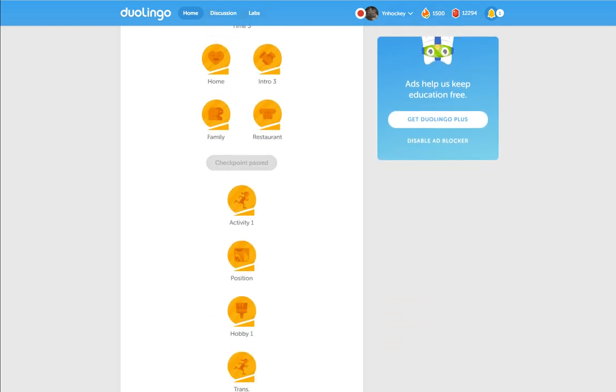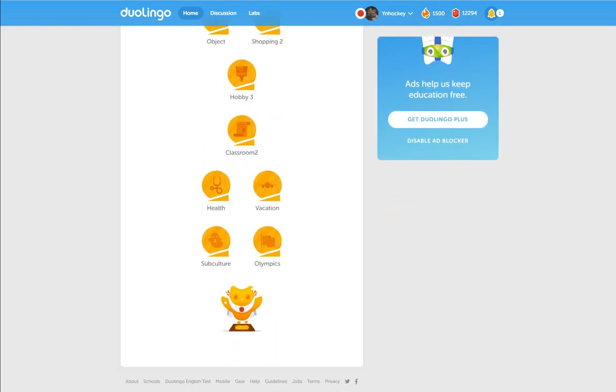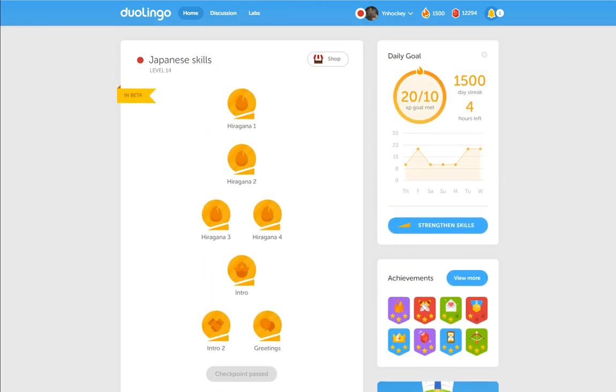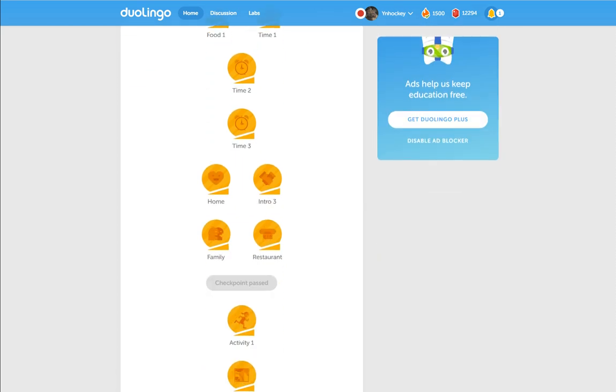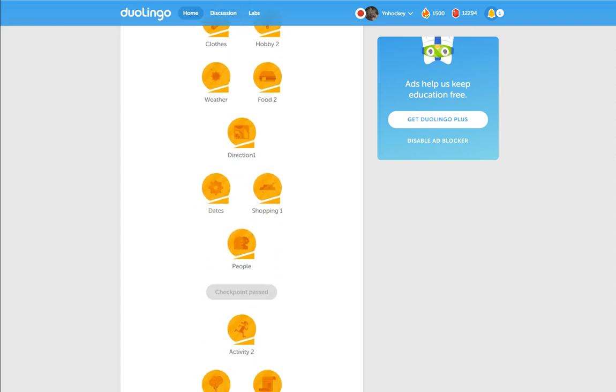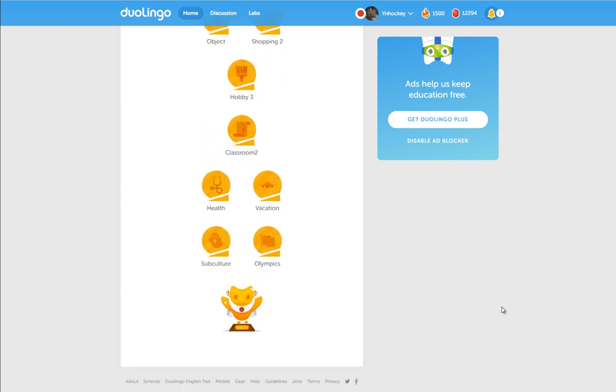Unfortunately, this course is very short, as you can see. It's probably like, I don't know, one fifth of the French course, maybe one sixth even. But still, it's a good starting point. After you finish this course, you can sort of understand the structure of sentences in Japanese and continue from there.